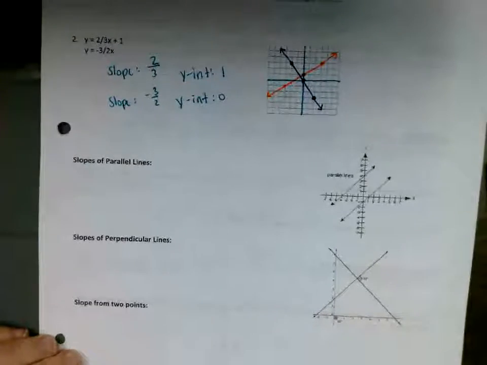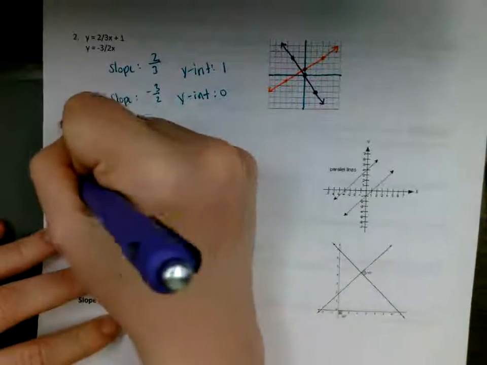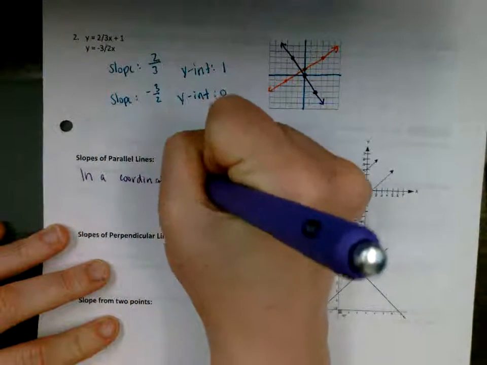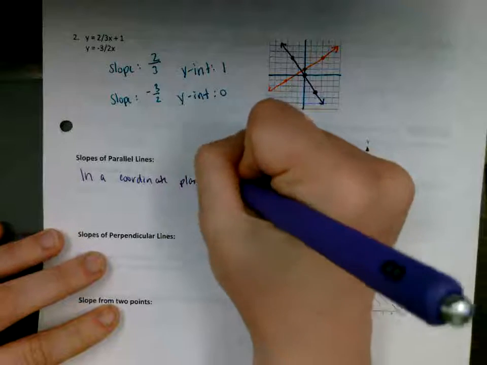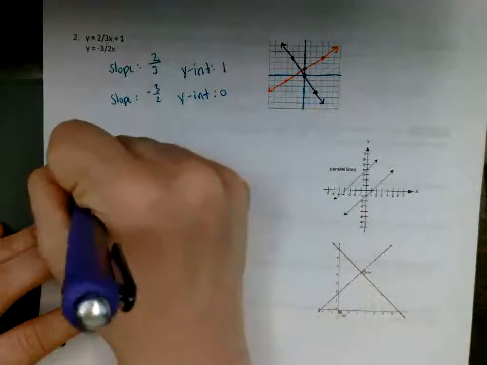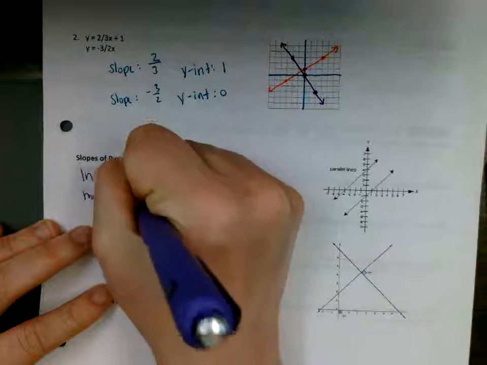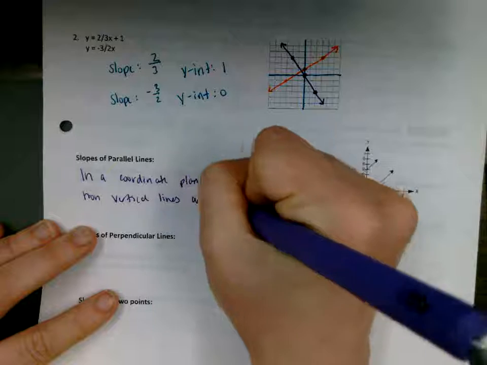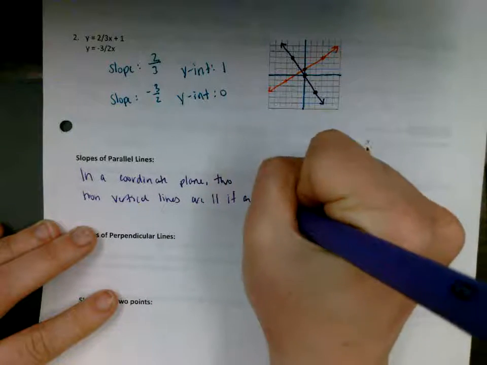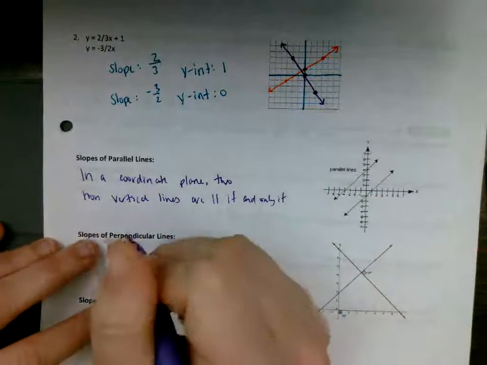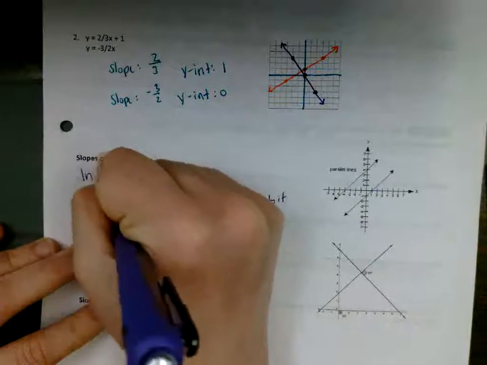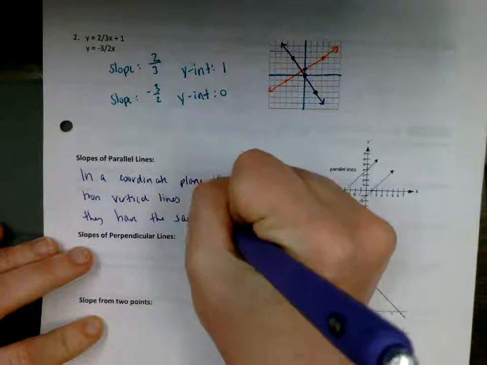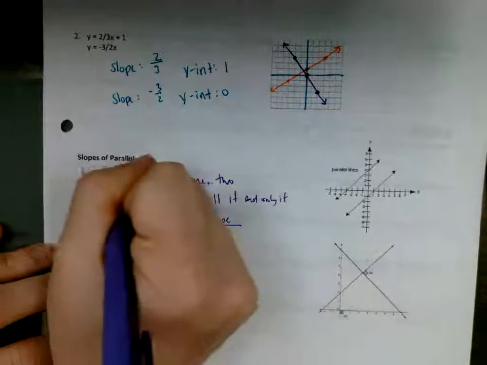So the slopes of parallel lines in a coordinate plane: two non-vertical lines are parallel if and only if they have the same slope. So same slope, parallel lines. That's what's important there.